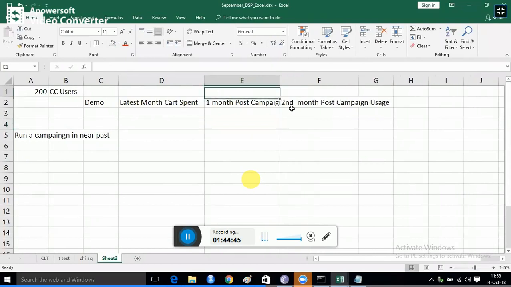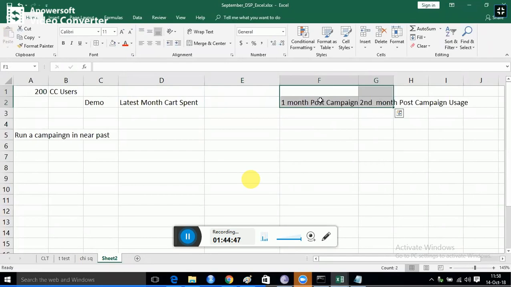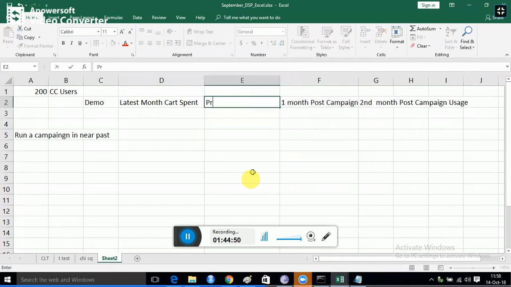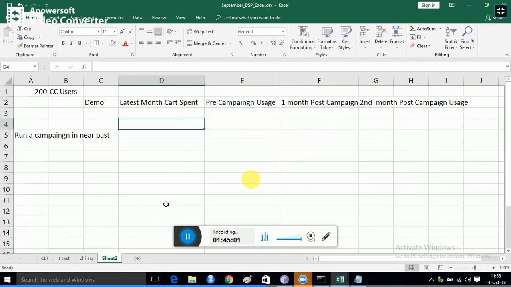What do you think is missing? If I have these two, what do you think is missing here? What was my pre-campaign usage? This is the entire information I have. My first question here is to see if my campaign is successful or not. What do you understand by whether the campaign is successful or not? Let's talk about it later. I want to understand if males and females are spending equally, be it post, pre, or whatever. I want to look at that.